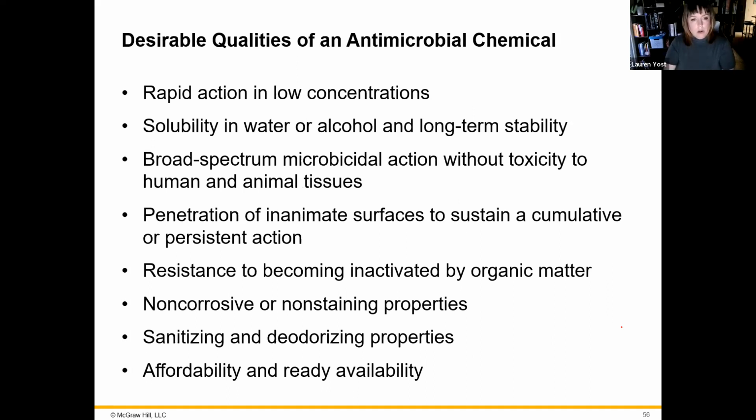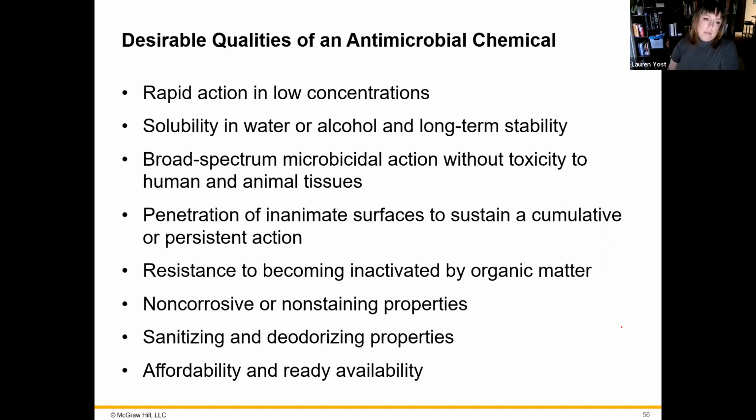We want our chemicals to be able to act in very low concentration. So these are the things that you want to consider if you're trying to design a chemical or choose a chemical for treating whatever surface that you're trying to treat to remove microbes. You want it to be active in low concentrations and soluble in water or alcohol, because that's what we have for the other things. Broad spectrum of functionality.